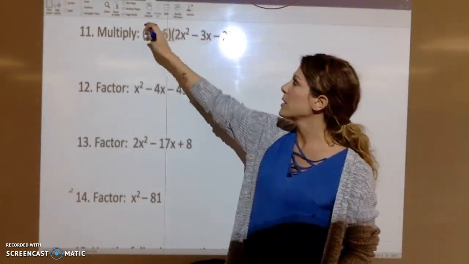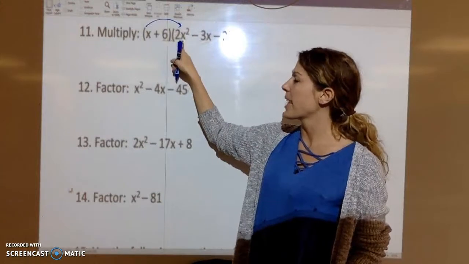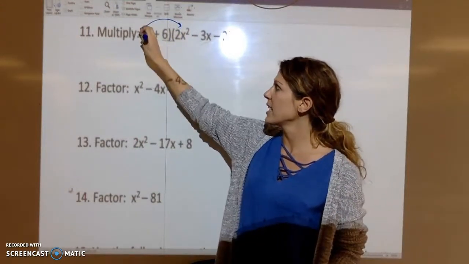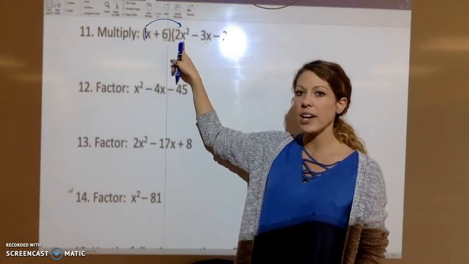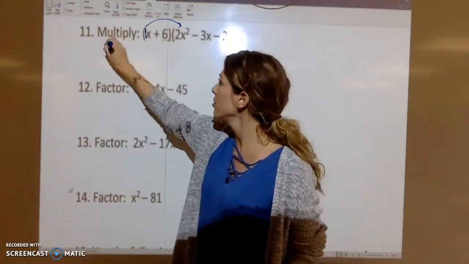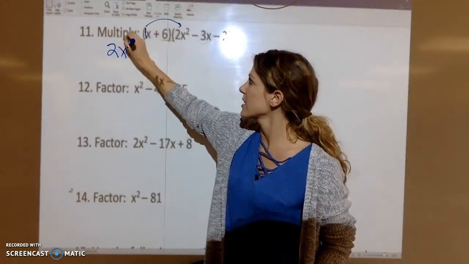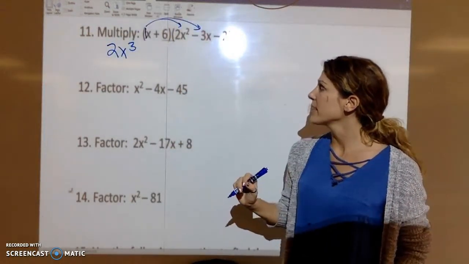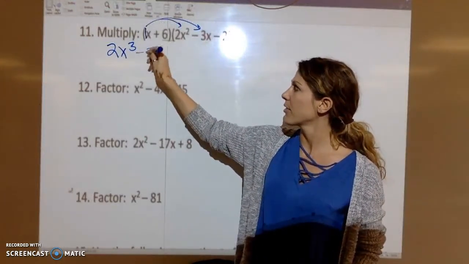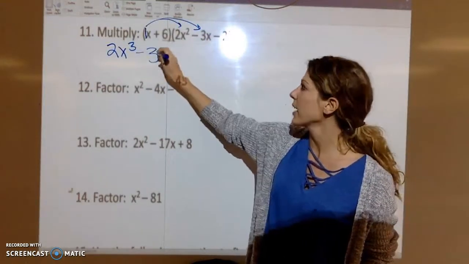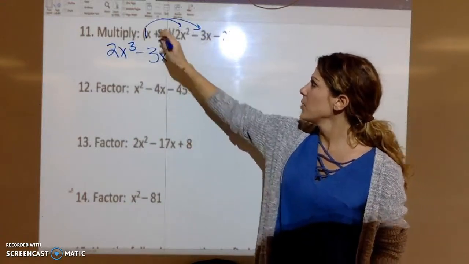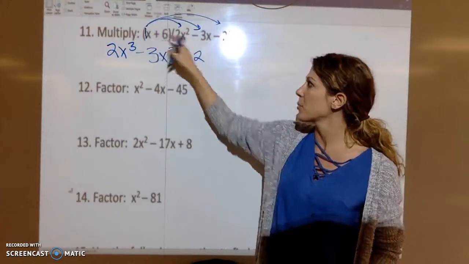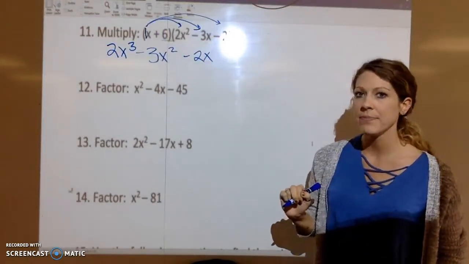So when we distribute an x and when we multiply by x, we add the exponents. So x times 2x squared, that's like saying 1x times 2x squared. So 1 times 2 is 2. X times x squared is x cubed. Then we're going to take 1x times negative 3x. So 1 times negative 3 is negative 3, and x times x is x squared. Then 1x times negative 2. So 1 times negative 2 is negative 2, and then we have the x to add on.